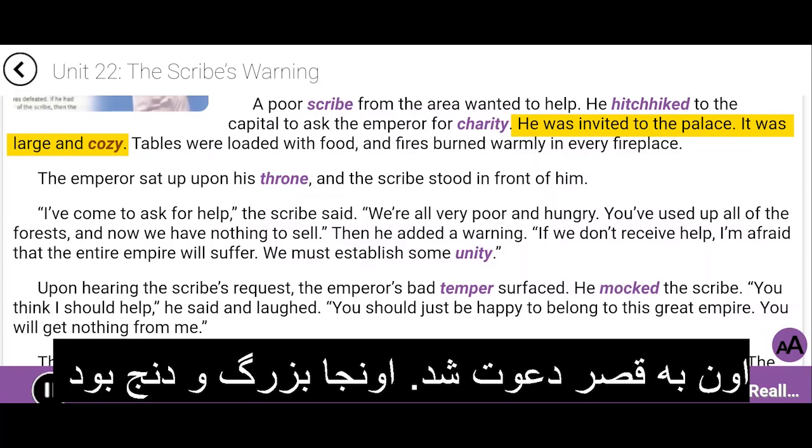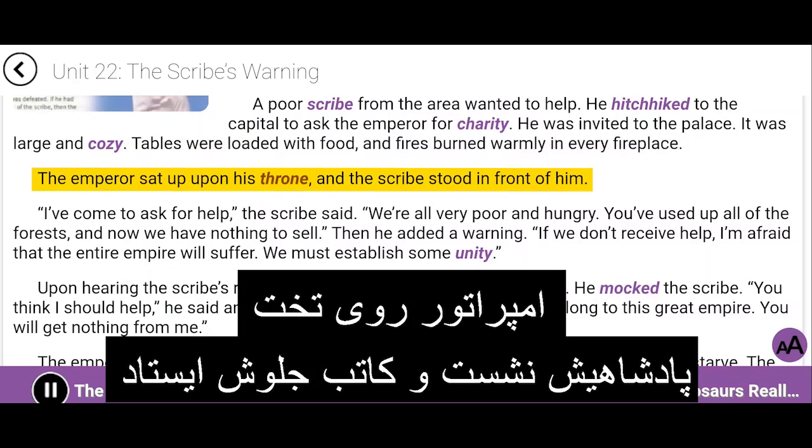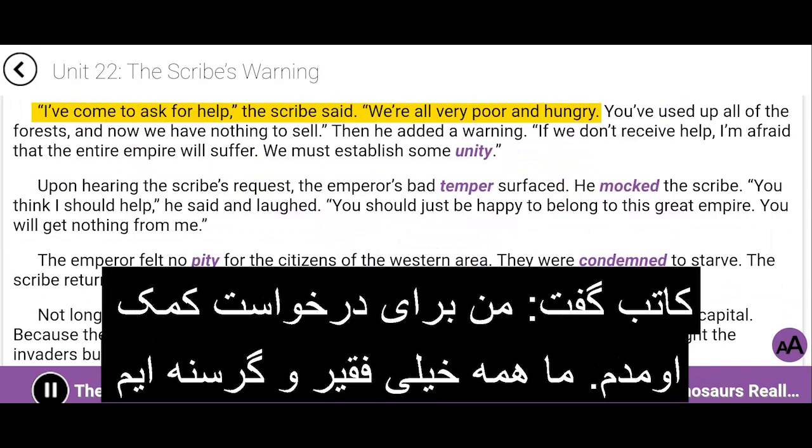It was large and cozy. Tables were loaded with food, and fires burned warmly in every fireplace. The emperor sat up upon his throne, and the scribe stood in front of him. "I've come to ask for help," the scribe said.